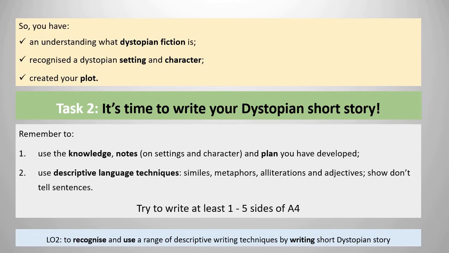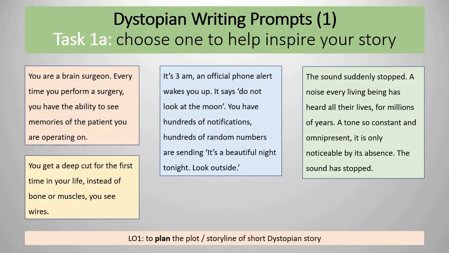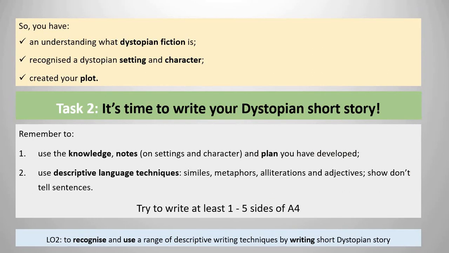Ideally try to write 1 to 5 sides of A4. So for some of you, 5 sides will be really achievable. Some of you, 1 will be a much more realistic amount for you to write. But just make sure that you cover the 5 elements as seen here, in however long your story is, 1 or 5 sides, and also that you remember it's a short story, so don't get to 5 sides and you've only just got to the climax of your story.